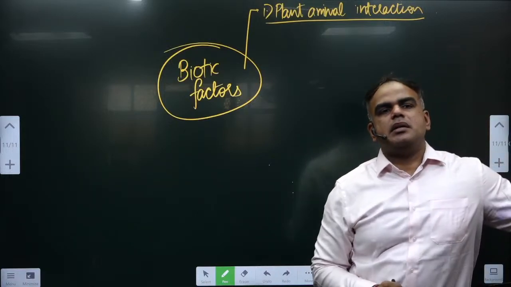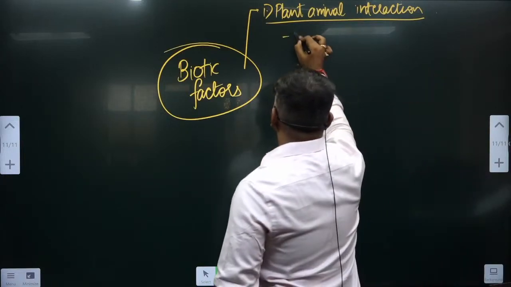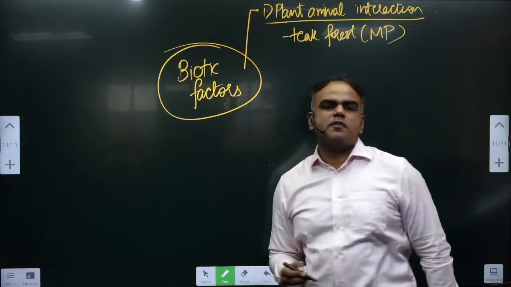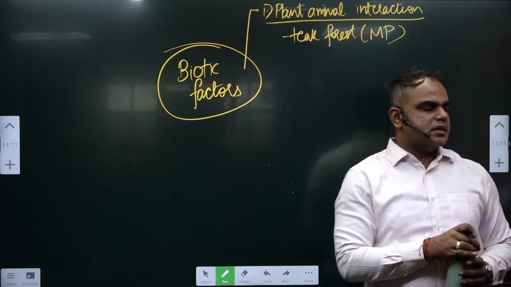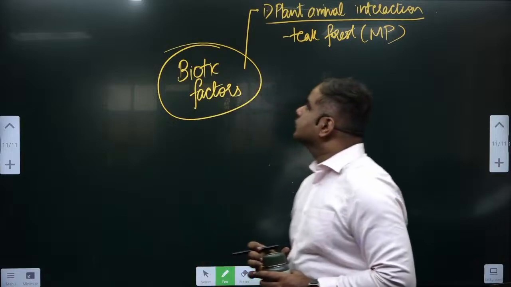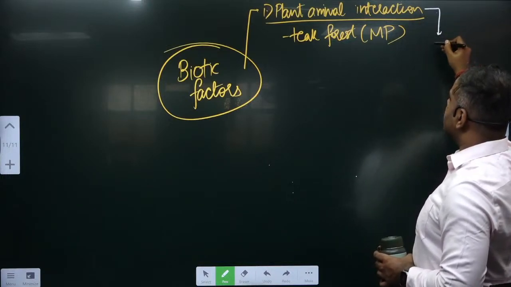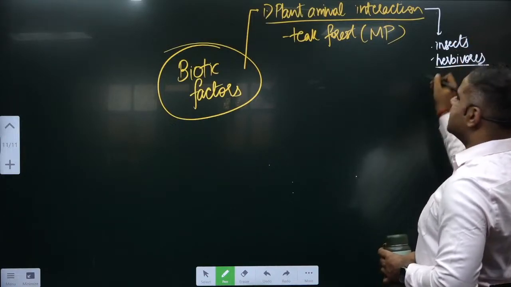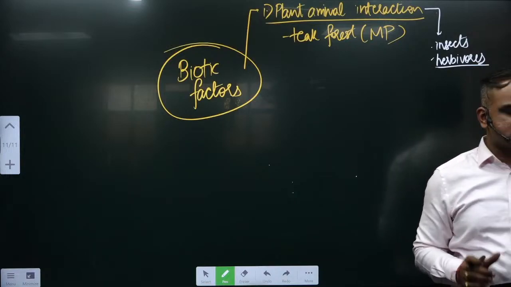Here you can write just one example. In the teak forests of Madhya Pradesh, Tectona grandis, management practices consider the role of insect pollinators. By the way, when I say plant animal interactions, we also refer to insects. We can even talk about herbivores. Herbivores can also help in seed dispersal. Management practices consider the role of insect pollinators in seed production.